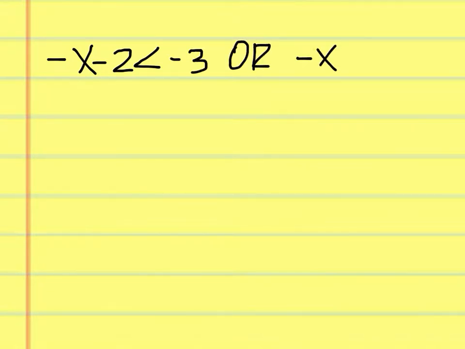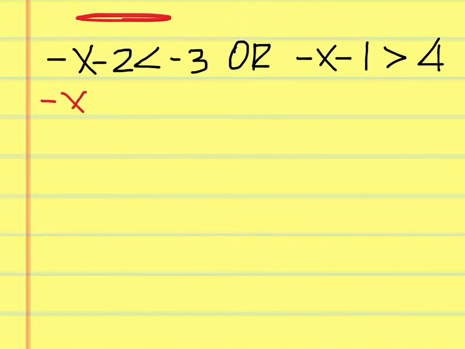On the first problem here, we will have negative x minus 2 less than a negative 3, or negative x minus 1 greater than 4. You have two different inequalities. It's either one or the other that will create a solution area. One's going to go one direction, one's going to go the other, and your solution will fall into one of those two areas. Solve the one on the left-hand side first, this one.